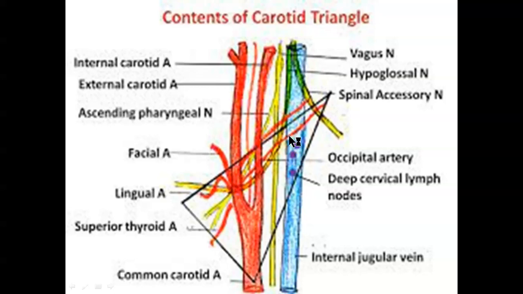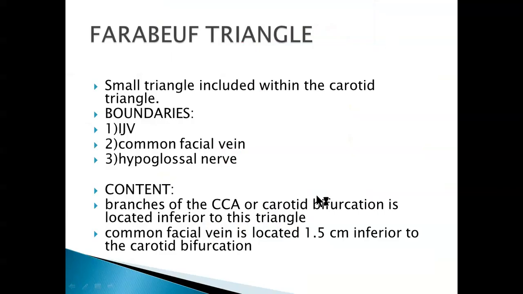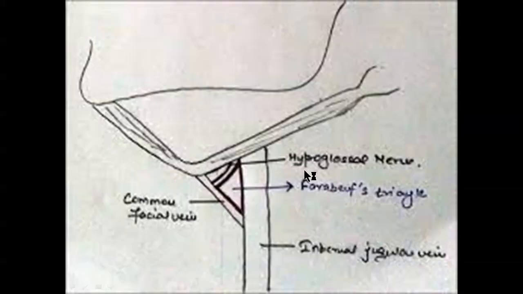All right. And here we can see we have the hypoglossal nerve. If I'm correct, let's see. Yes, so this one is your hypoglossal cranial nerve 12, over here. So also a part of your carotid triangle. Then we have another triangle inside the carotid triangle, which is your Farabeuf triangle. Boundaries of the Farabeuf triangle would be, here we have the hypoglossal nerve.